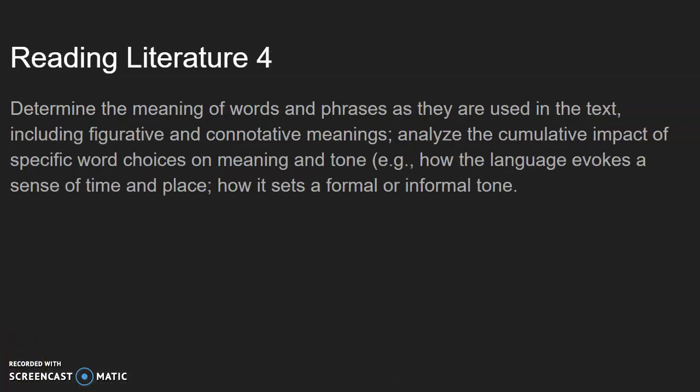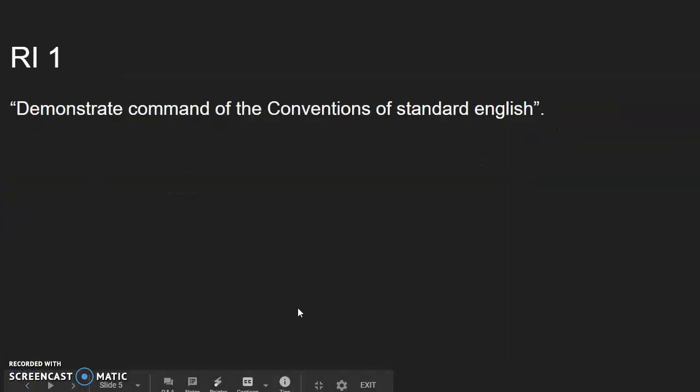Now, using certain words and phrases in the text helps you understand the text better. The way you comprehend certain words can affect the tone and the meaning of the text. Reading literature 1 also demonstrates command of the conventions of standard English. It uses parallel structure. It uses varied types of phrases like noun, verb, and adjective.